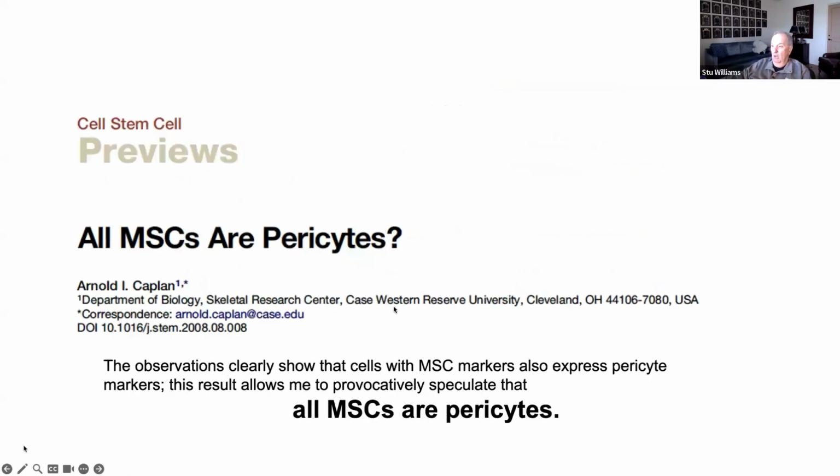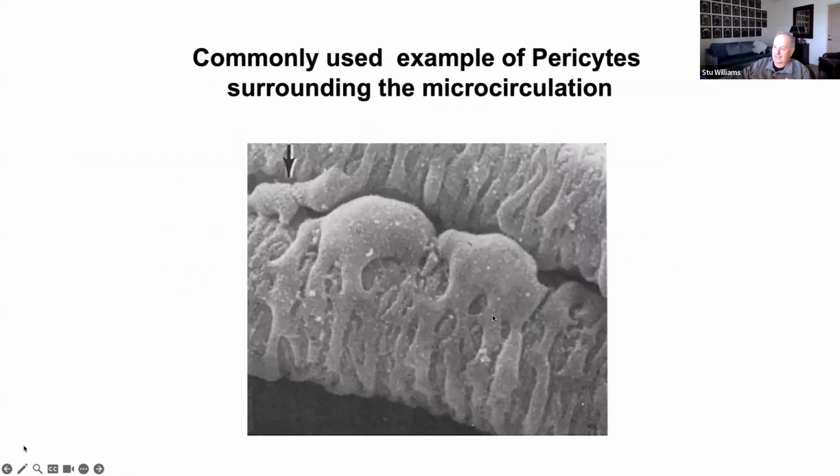Arnie came along and said all MSCs are pericytes. And that may be true if we define pericytes as an endothelial cell with a slight differentiation, but true pericytes, as I'll show you in a moment, are essentially devoid in adipose tissue. This picture is probably one of the most overused examples of pericytes surrounding the microcirculation. I've seen it in many presentations. It doesn't appear as much in publications, but still people have it in presentations of the pericytes.